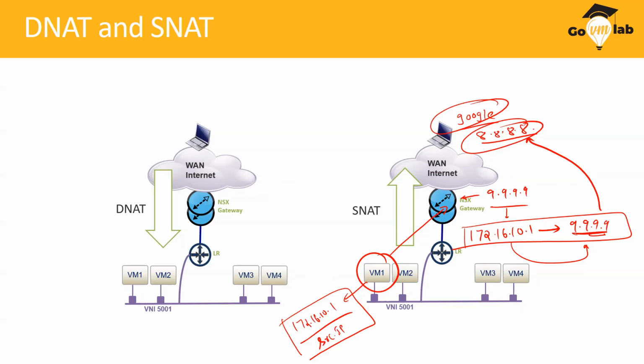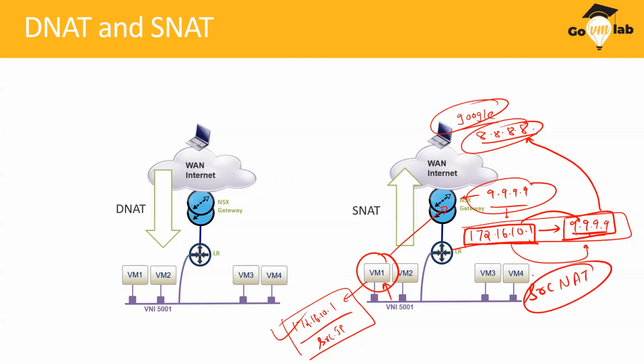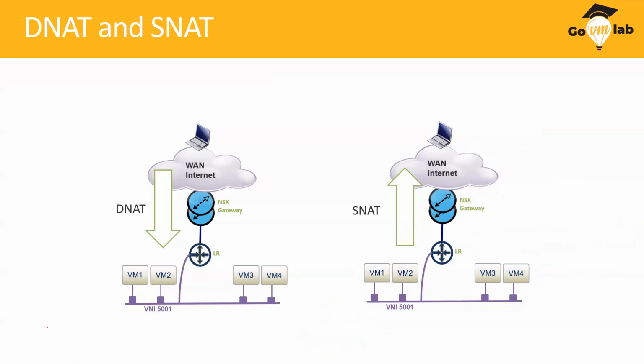So Google knows that the request is coming from 9.9, but we know that actually the request is coming from 172.16.10.1. In this example, because your source VM IP 172.16.10.1 is getting translated into the 9.9 IP, we call this a source NAT rule, SNAT. So this is your SNAT example. This is your DNAT example. These are the two kinds of NAT, basic NAT configuration.